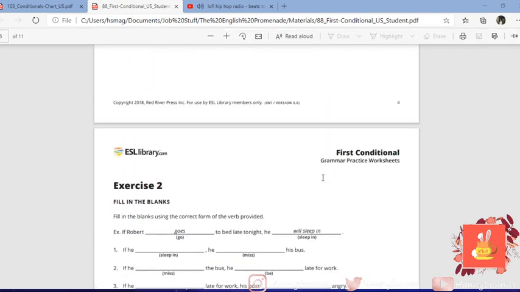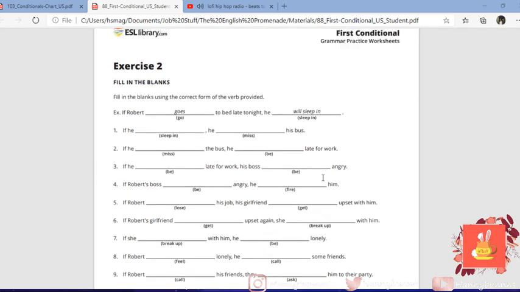So excellent job, everyone. We are now moving to exercise number two. This one is fill in the blank. Fill in the blanks using the correct form of the verb provided. So notice that the verb here is goes, because remember your subject-verb agreement. Whatever your subject is, is it one person or is it more than one person? If it's one person, you do need the S. Go is, I guess you could say, an irregular conjugation in the present tense because you add the E for goes. If Robert goes to bed late tonight, he will sleep in.